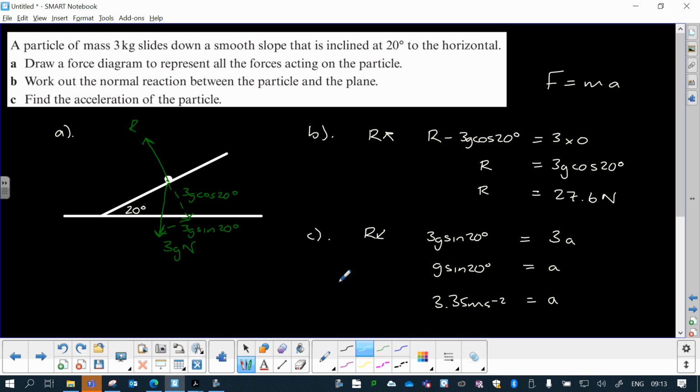So I've resolved down. The only force moving down is 3G sine 20. There's nothing to subtract there. There's nothing pushing it up the slope. So that's equal to 3 times the acceleration. Divide both sides by 3. G sine 20 equals A. Remember, G is 9.8, and you get A is 3.35 meters per second squared.